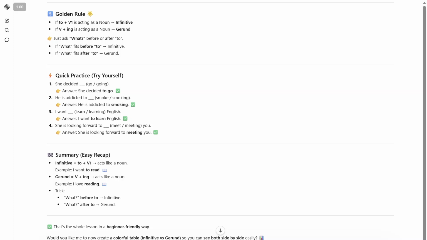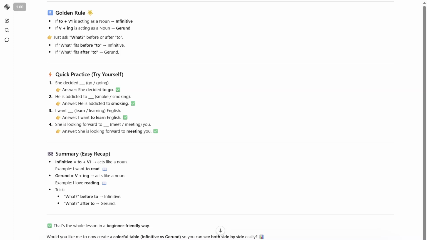Summary, easy recap. Infinitive, to plus V1, acts like a noun. Example, I want to read. Gerund, V plus ing, acts like a noun. Example, I love reading. Trick: what before "to," infinitive; what after "to," gerund. That's the whole lesson in a beginner-friendly way.